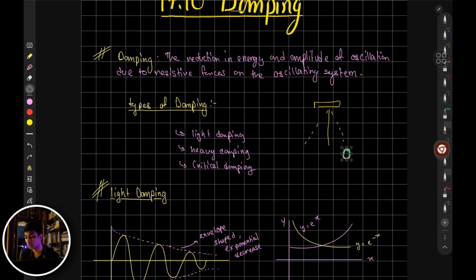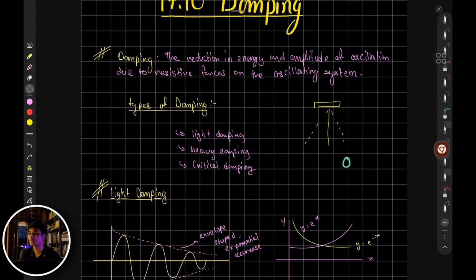What does that mean? That this object will start oscillating with decreasing displacement. So basically, if the initial maximum displacement was over here, after oscillating once, that initial displacement decreases and it goes up till here, and then goes up till here, then goes up till here, and eventually it will come back to equilibrium and will stop oscillating. If there were no resistive forces, in that case, it would keep oscillating on and on forever.